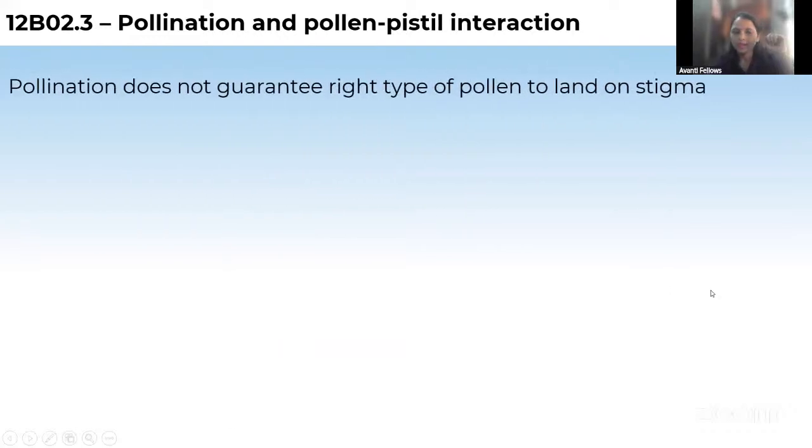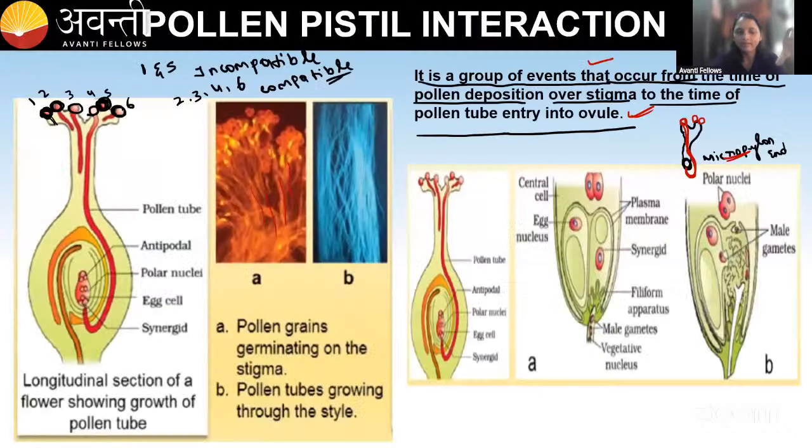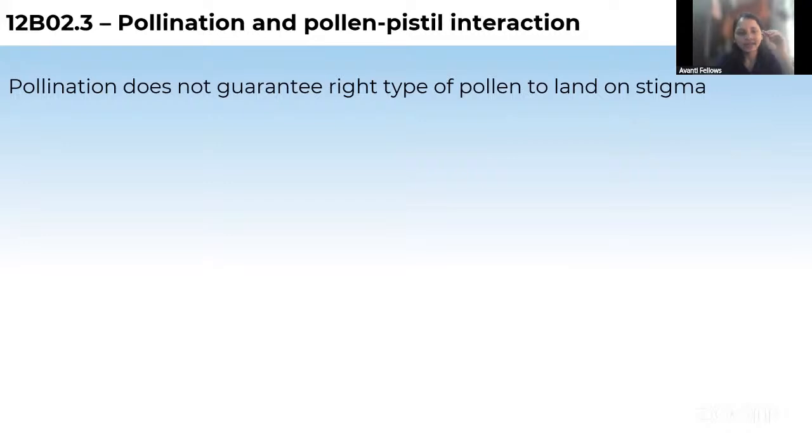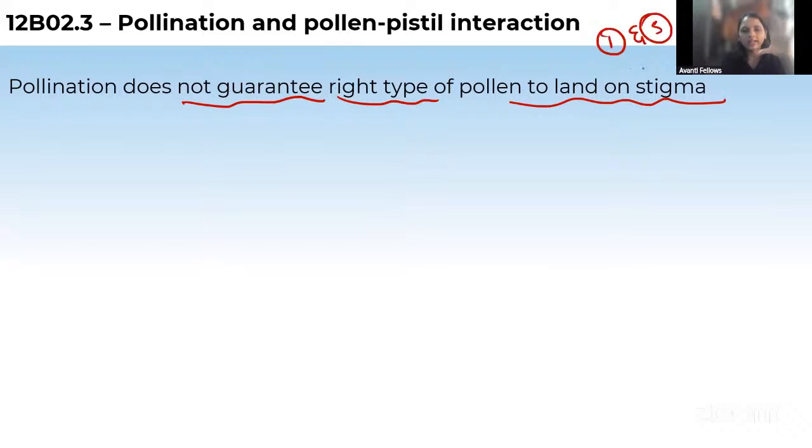Just see here. We already saw that the first and the fifth pollen grains have fallen on, or deposited on, the stigma, but pollination cannot guarantee the right type of pollen to land on the stigma. So there we have seen that 1 and 5 are not the right kind of pollen. So that's why the pollen tube is not formed.